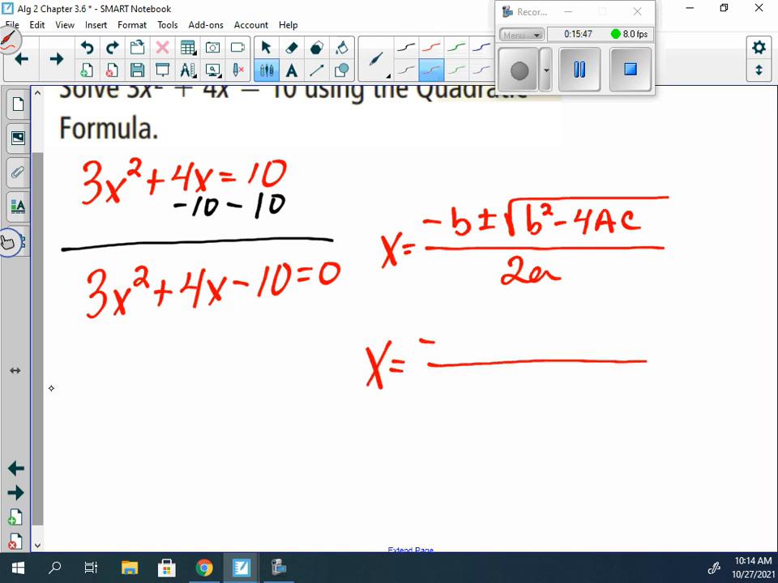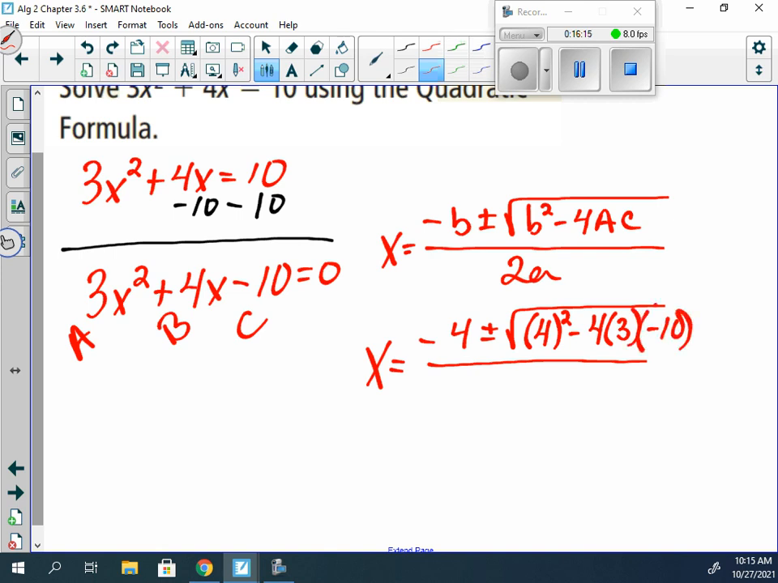So negative b, what's the value of b? We have a, b, and c. Plus or minus the square root of 4 squared minus 4 times a, and c, all over 2 times 3.